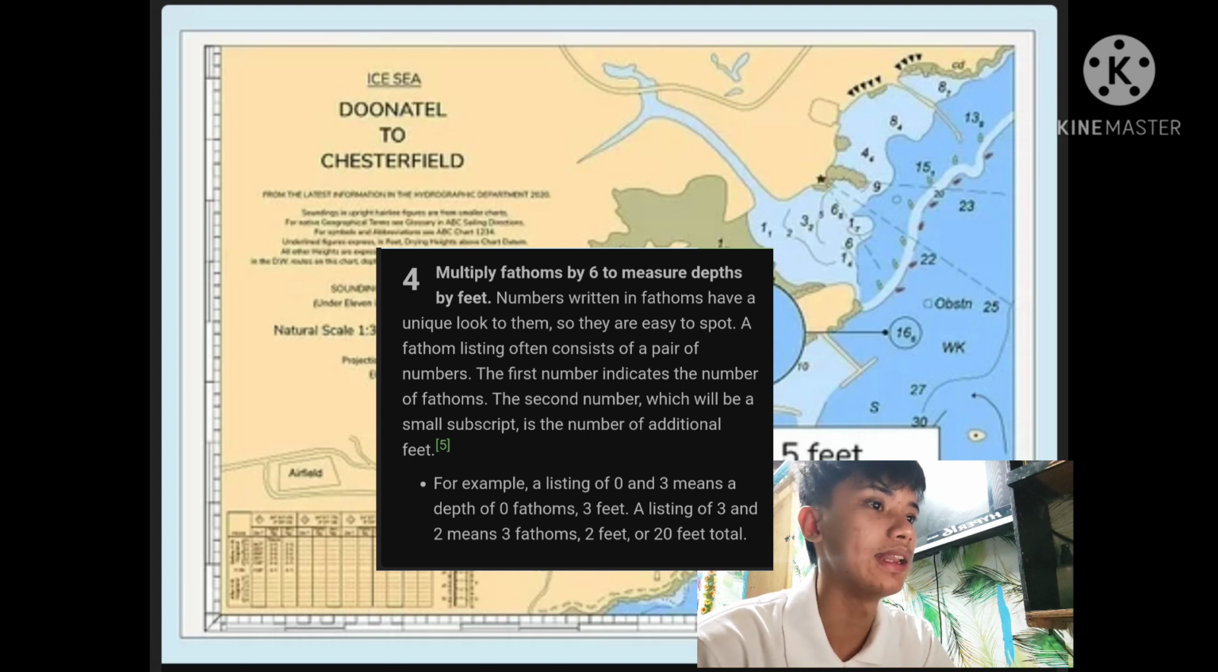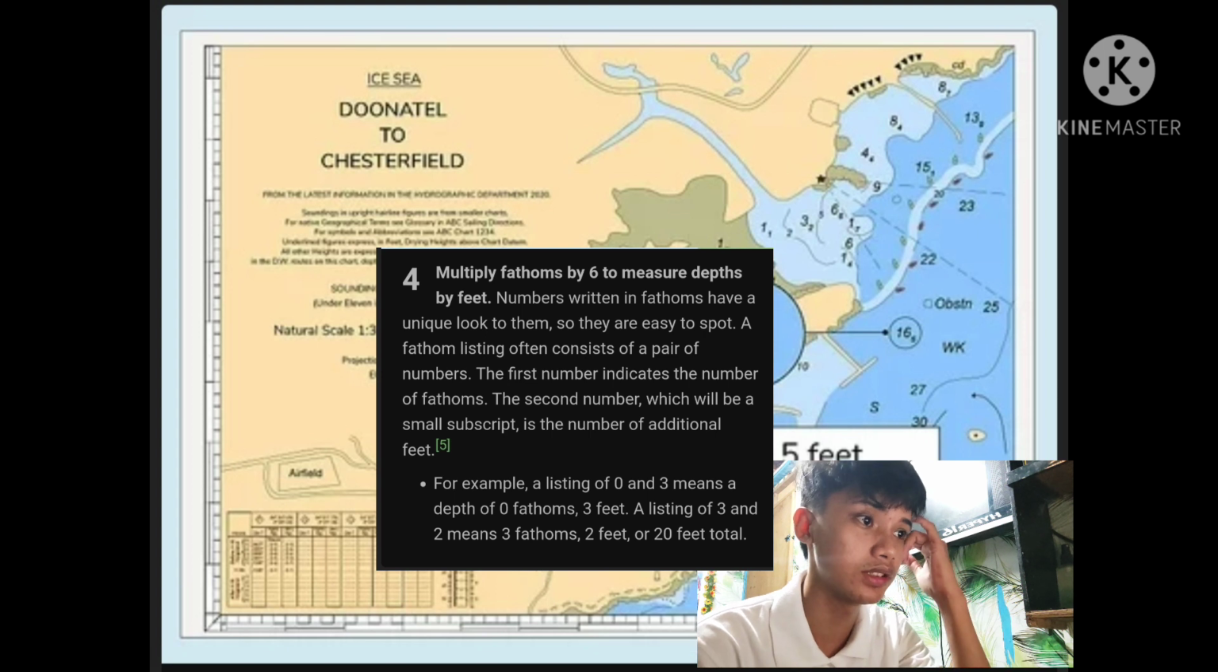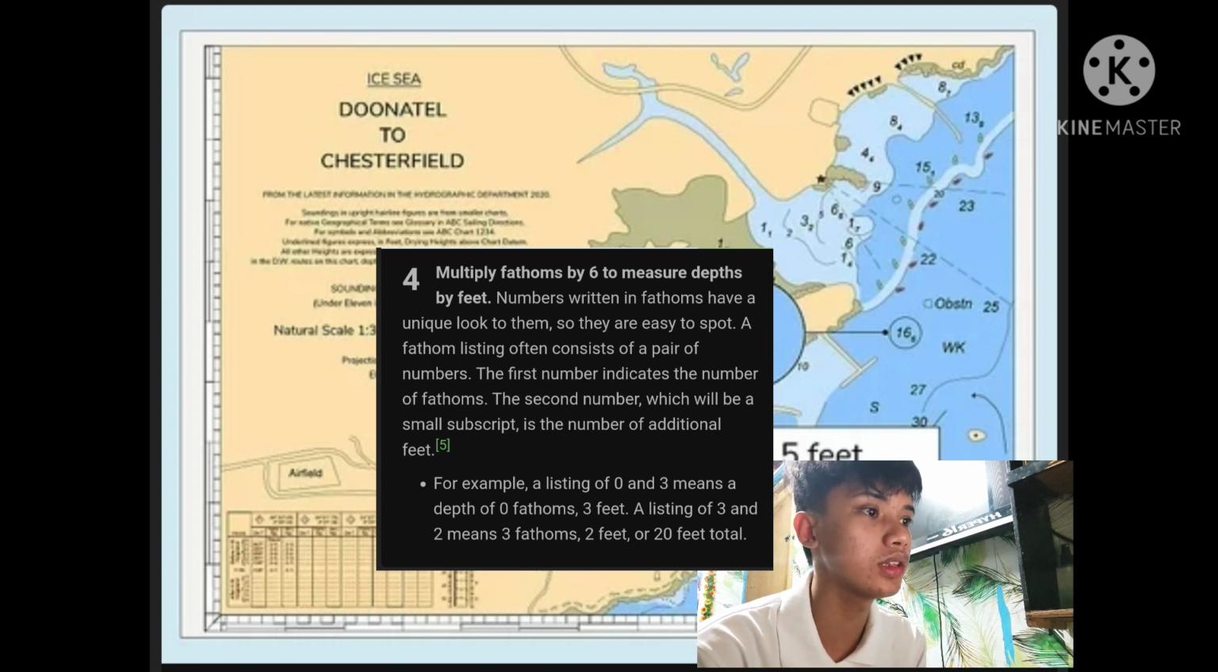For example, a listing of 0 and 3 means a depth of 0 fathoms and 3 feet. A listing of 3 and 2 means 3 fathoms, 2 feet, or 20 feet total.